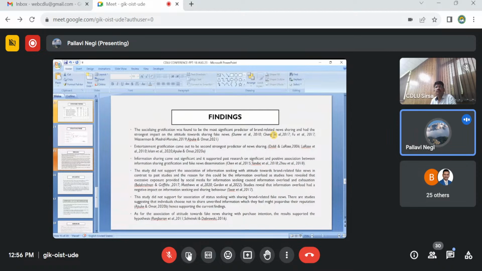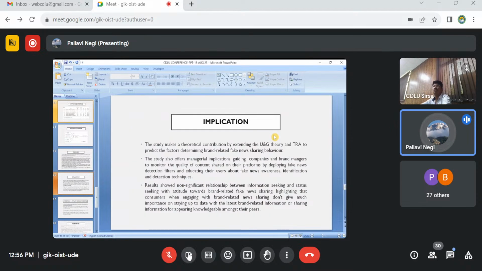The study did not support the association of information seeking with attitude towards brand-related fake news, which was in contrast to past studies. The reason could be information overload, as studies have revealed that excessive exposure on social media can cause information overload and exhaustion, which can have a negative impact on information seeking and sharing behavior. The study also did not support the association of status seeking with sharing brand-related fake news. This could be because users avoid sharing unverified information, as they feel it might jeopardize their reputation. As for the association of attitude towards fake news sharing with purchase intention, the results supported the hypothesis.